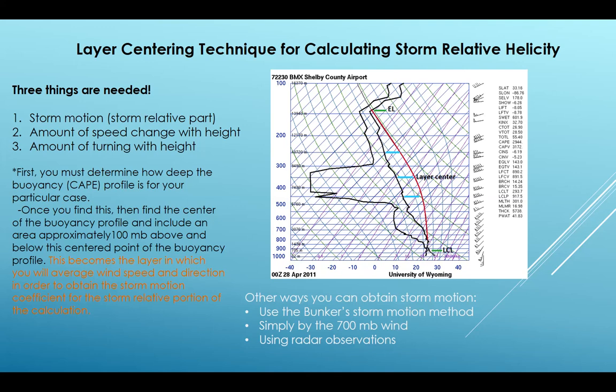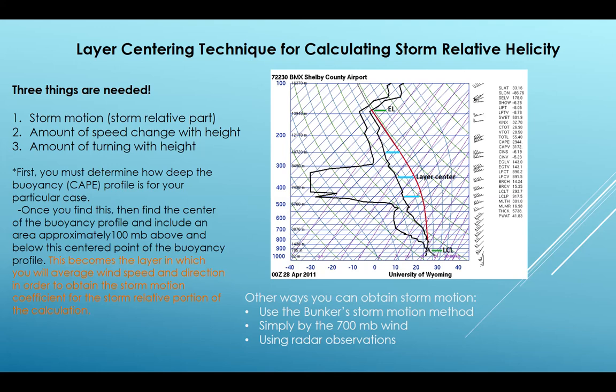First, you must determine how deep the buoyancy or CAPE profile is for your particular case. Once you find this, then find the center of the buoyancy profile and include an area approximately 100 millibars above and below this centered point of the buoyancy profile. This becomes the layer in which you will average wind speed and direction in order to obtain the storm motion coefficient for the storm relative portion of the calculation.